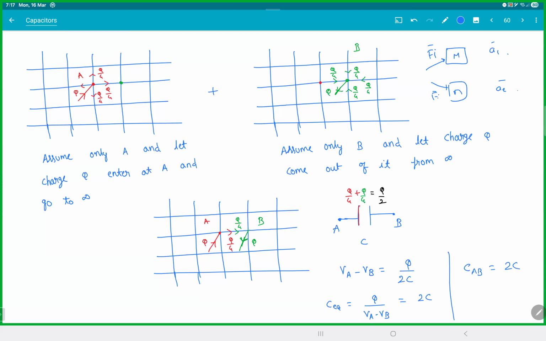This is valid, it works. But the only thing is the events should be independent of each other. If you have two independent events, this will always work. This is called the principle of superposition. Now see what happened then.